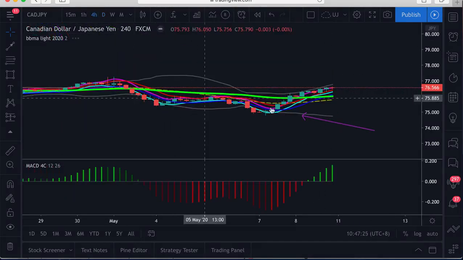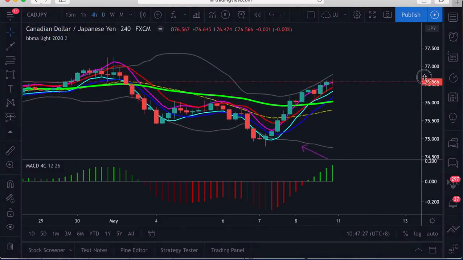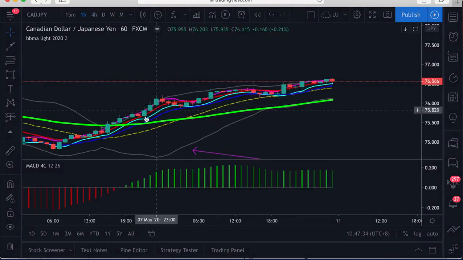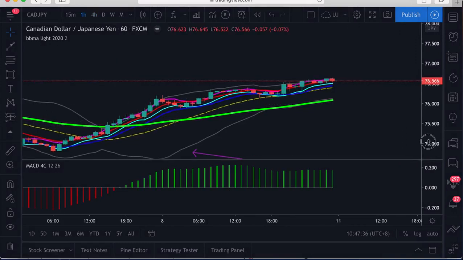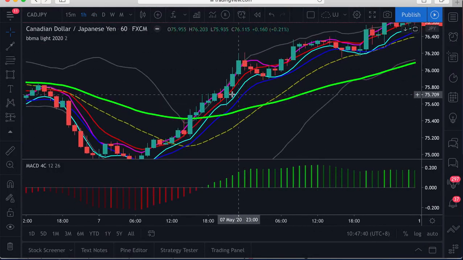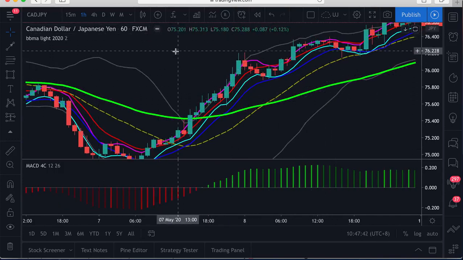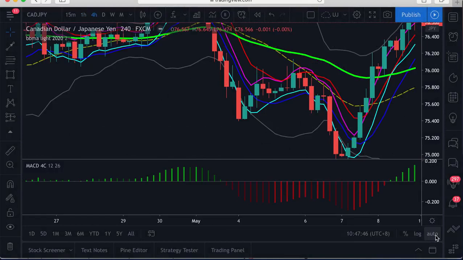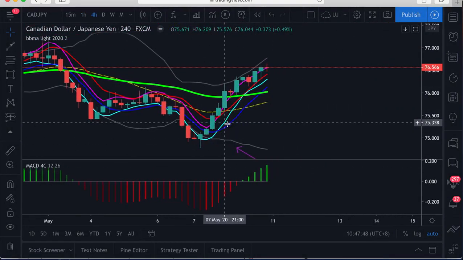On H4, we can see the price actually go to the top BB, but it did not make a CSM. However, if you look at H1, we can see CSM has already happened here. So in this case, what can we do? For CAD-JPY, we can go back to H4. Let's make this H4, and this will be our buy zone.